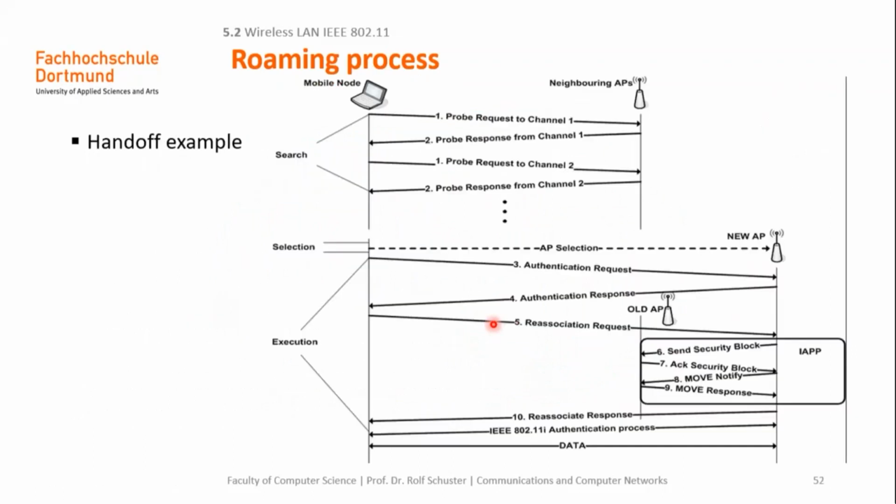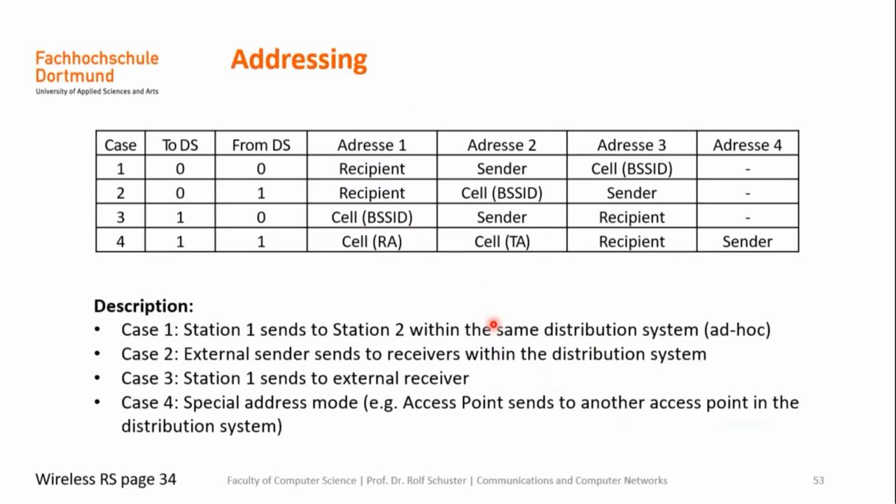Finally, we could talk about the addressing aspects. Remember that the MAC frame used by the wireless LAN technology has in fact two flags. One flag is called ToDS. DS comes from distribution system, that is an access point typically.